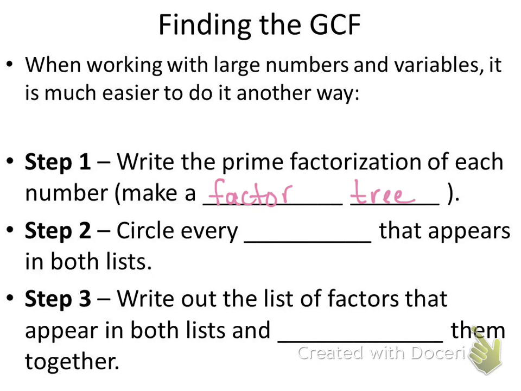Okay, so that's step 1. Step 2 then, after you make your factor tree, you're going to circle every factor that appears in both lists. I don't like to fill in the blank without a word bank. So it's all right. If you guess wrong, it's a guess. So then step 3, write out the list of factors that appear in both lists and blank them together. What do you think you're going to do? Factor means, factor goes with what operation? So write out the list of factors that appear in both lists and multiply them together.